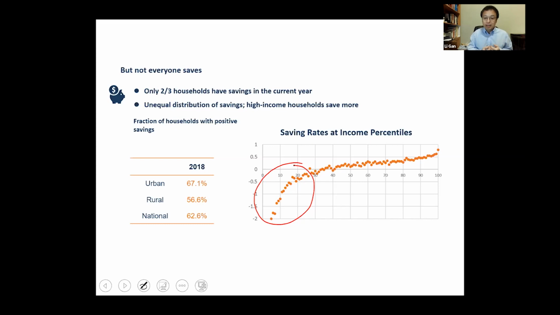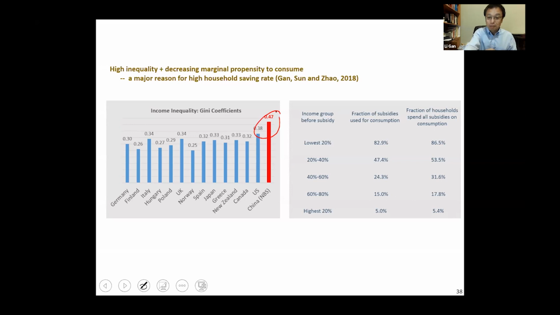The rich have a low propensity to consume and they have lots of money. So the high saving rate is mostly driven by the rich. All countries are like that, but China is pretty extreme. This is something to do with the Gini coefficient. This is not my data, but from the National Bureau of Statistics. You can see the marginal propensity to consume changes very dramatically from the poor to the rich. For the highest 20%, if one transfers to them, they only consume 5 cents.